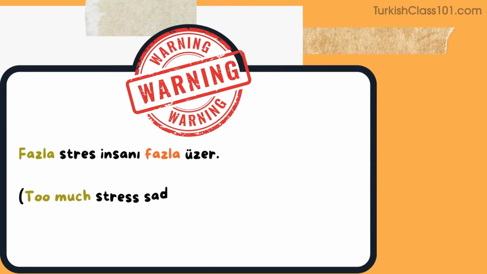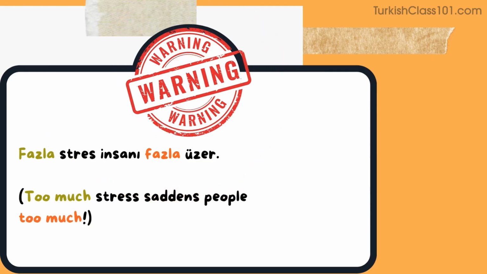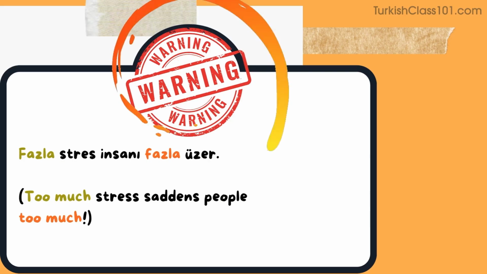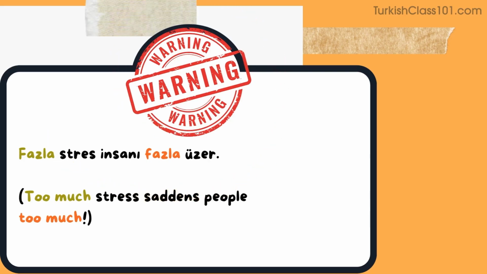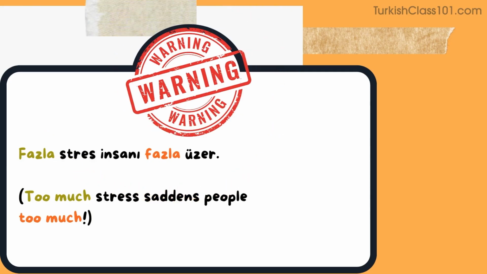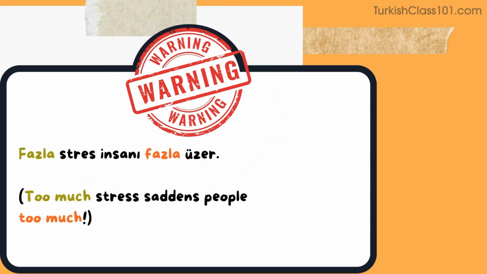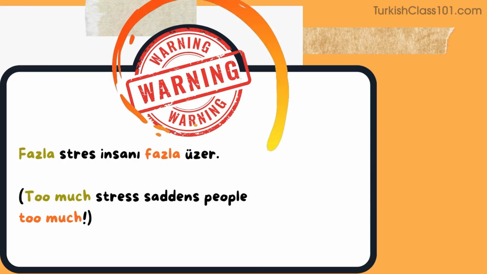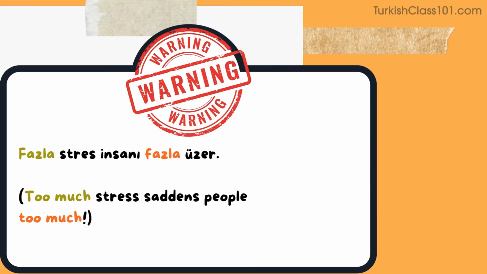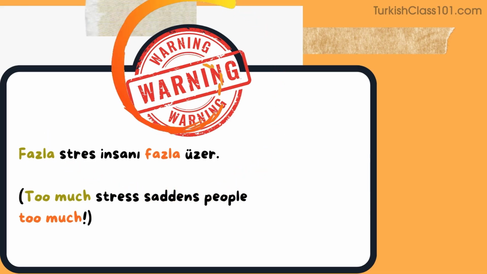Fazla stres insanı fazla üzer. Too much stress saddens people too much. Okay? In the first sentence, fazla describes the noun stress, fazla stress, making it an adjective. And in the second one, fazla modifies the verb üzer, üzmek, saddens. And this is an adverb. The second one is an adverb, the first one is an adjective.